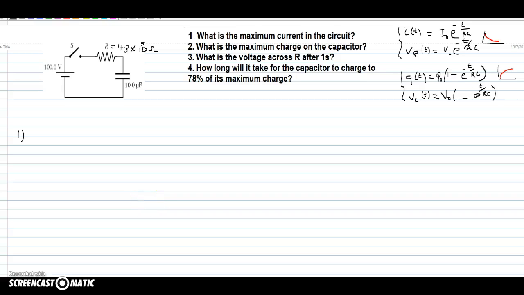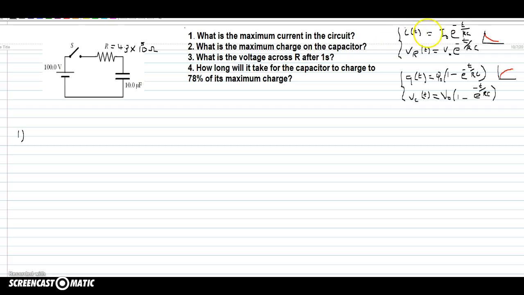In this video, we are going to study how to charge a capacitor. When charging, we need a source, and we do that through a load. R is 4.3 times 10 to the 5th power. The capacitor is 10 micro. So, in this case, we have two things.